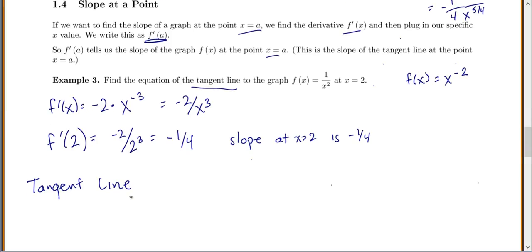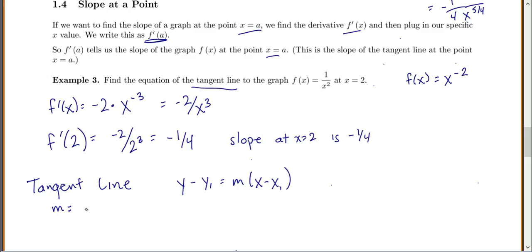To do a tangent line, you need a few things. You need to know the slope, and you also need to know the function value. Okay, so we know our slope. Okay, well let's first do this. If you want the equation of a line, we do y minus y1 equals m times x minus x1.